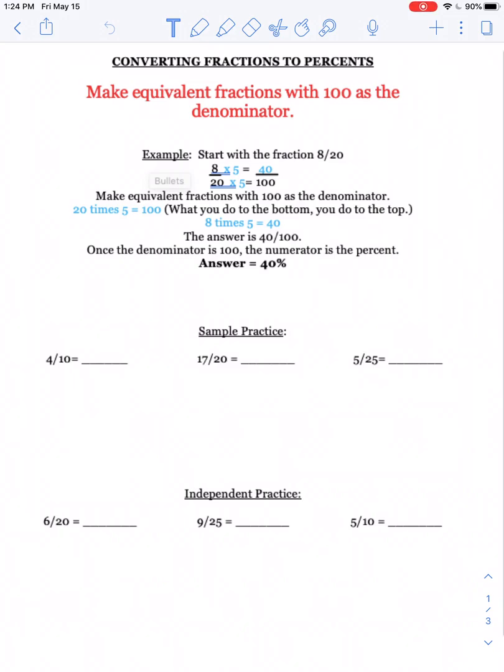Hey, fifth graders, today's Thursday, May 21st. This is our last math lesson in fifth grade. We are going to work today on converting fractions to percents.